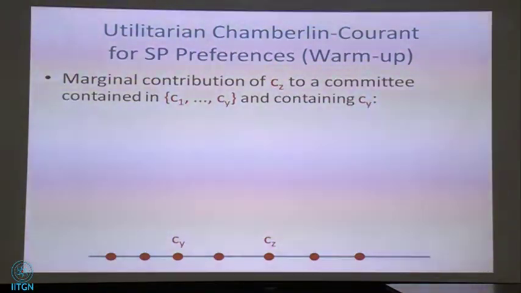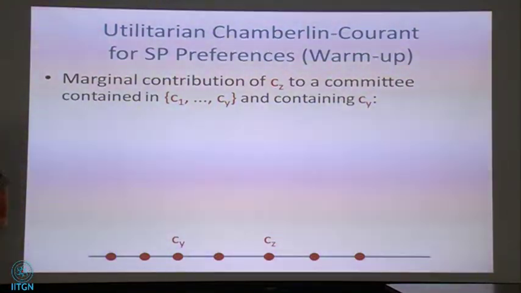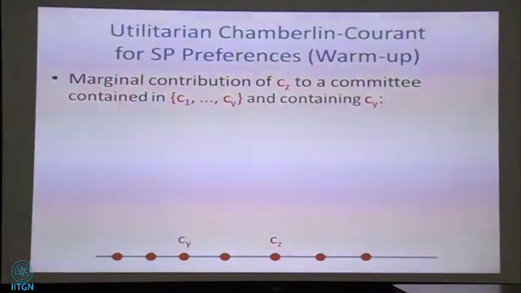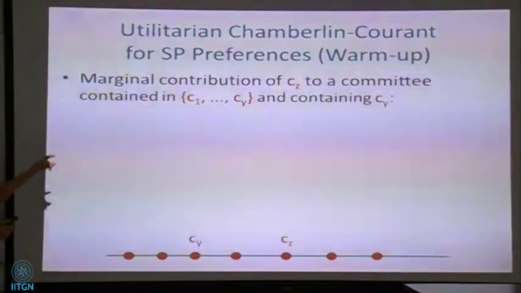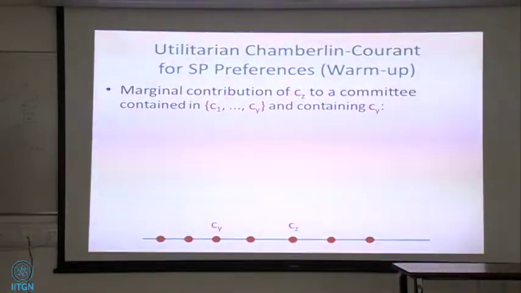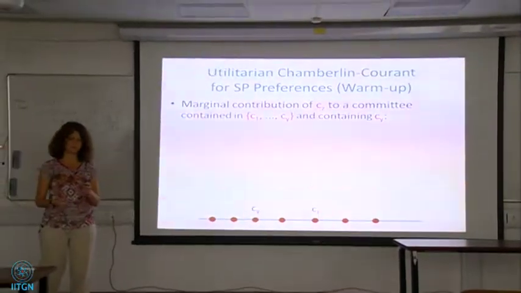Imagine I have a committee that is contained somewhere to the left of Cy and contains Cy. Maybe it's not size K yet. I'm building my committee gradually. Maybe it's some smallish set of candidates. All I know about it is that it's to the left of Cy, and it specifically contains Cy. Now I'm exploring the possibility of adding CZ to it. What's going to happen if I do that?